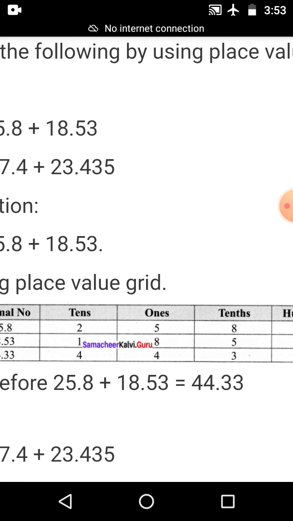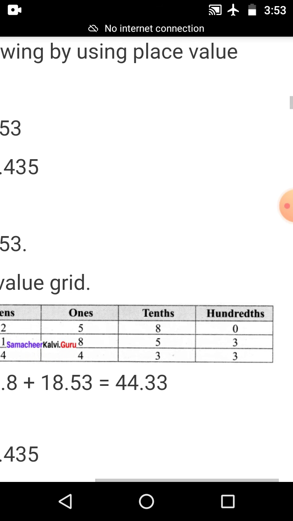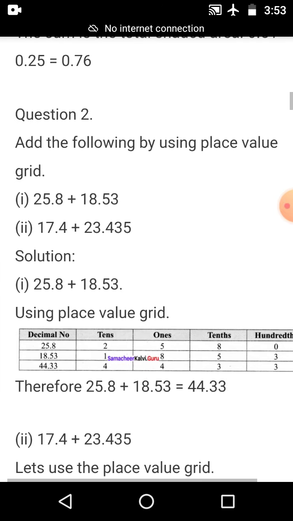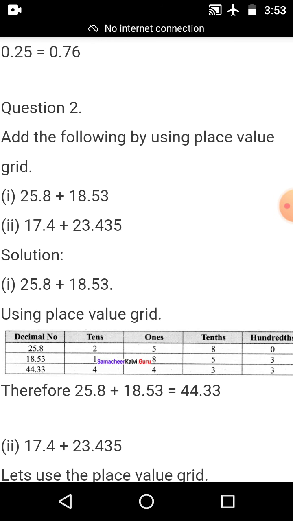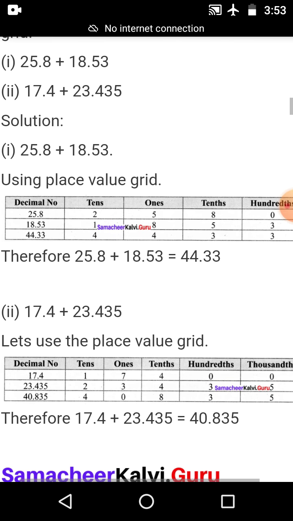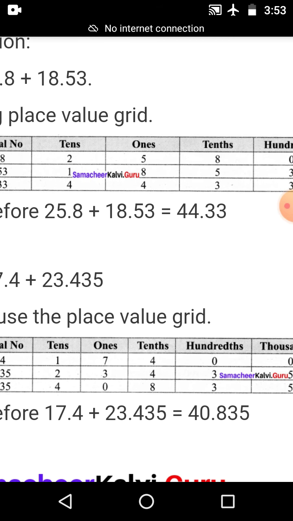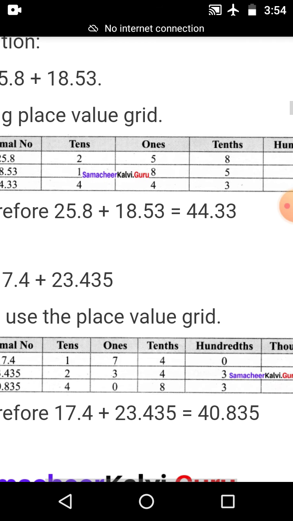Then you have to draw the place value grid. You have to write the tens value, ones value, tenths value and hundredths value, and write the answer. This is the place value grid. Students, I think you could see it; draw it in your classwork note. Take the second subdivision: 17.4 plus 23.435. Draw the same place value grid like this and copy it down in your classwork note. See the grid.